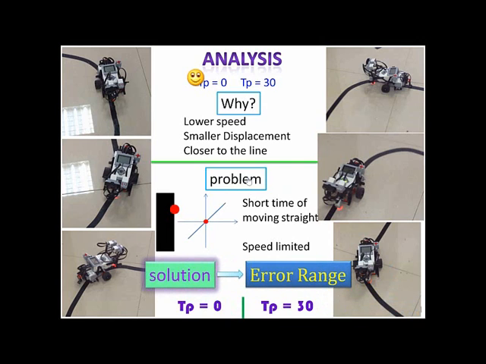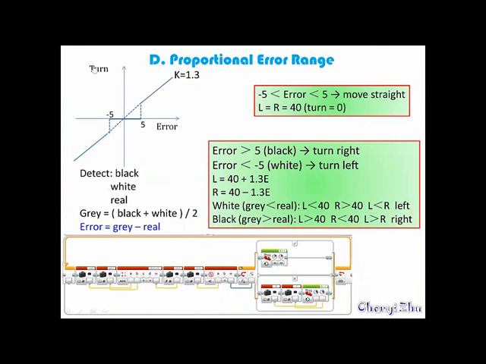So the solution is the error range. This graph shows how the robot should respond according to the program. When the error is between -5 and 5, this part, the robot should move straight.